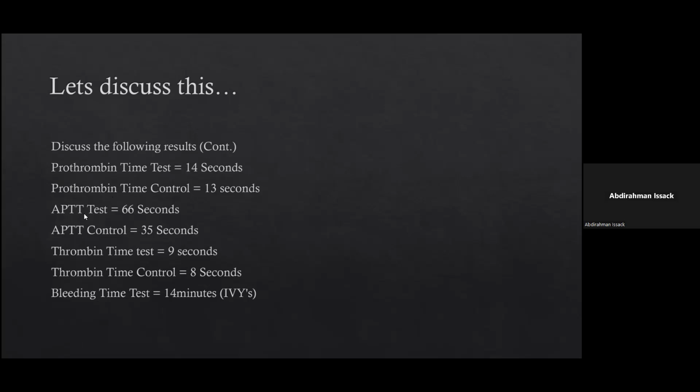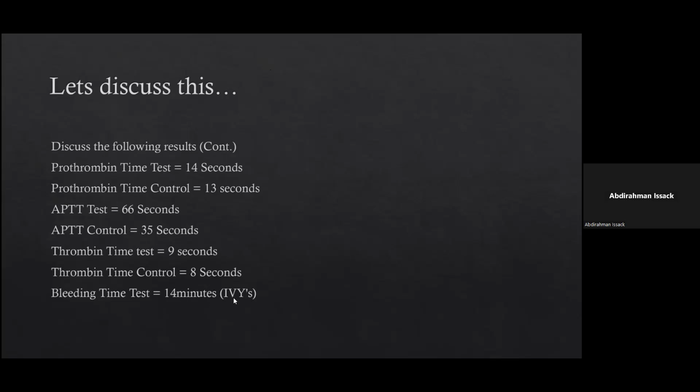The APTT, the test is 66 seconds and the control is 35 seconds. Okay, prolonged. Thank you, Salma. The thrombin time test is 9 seconds and the control is 8 seconds. This is also normal as well. And the bleeding time is 14 seconds. The IV is done. 14 minutes, I mean.